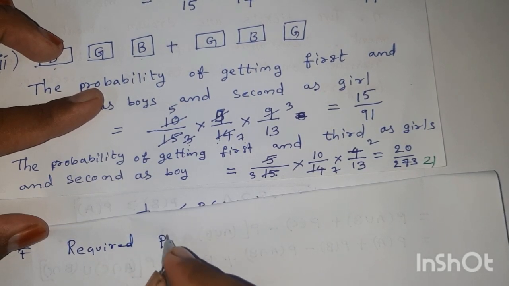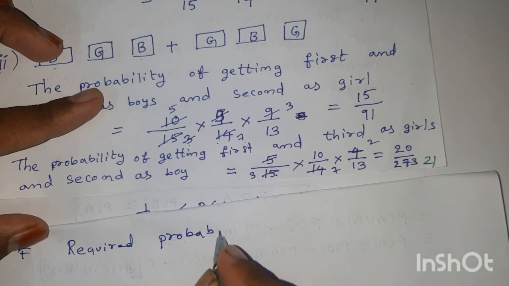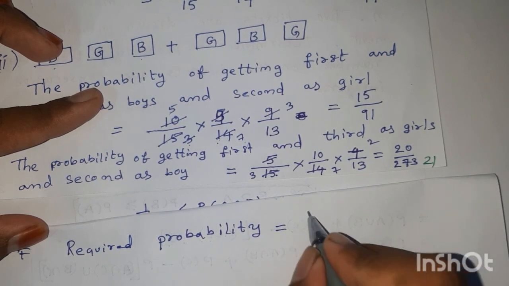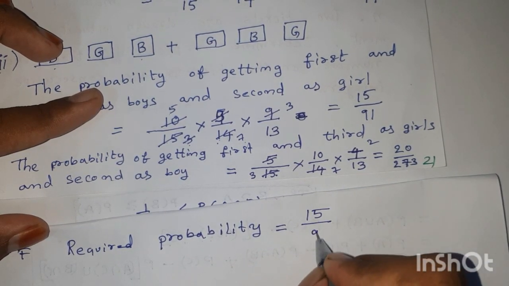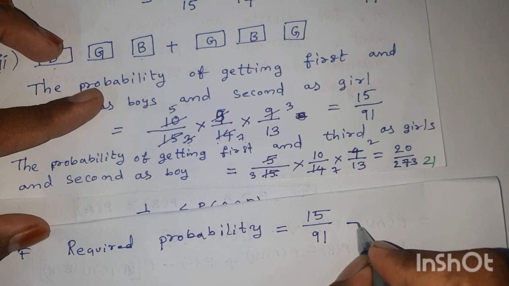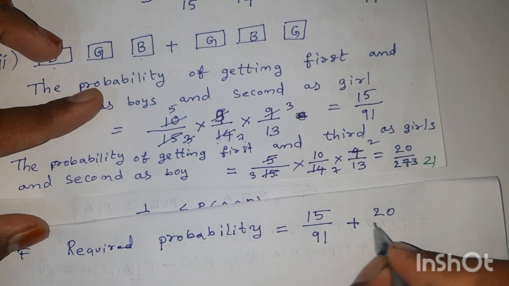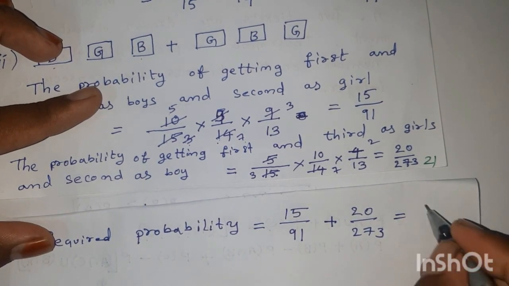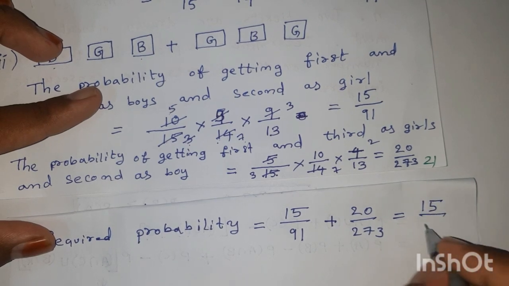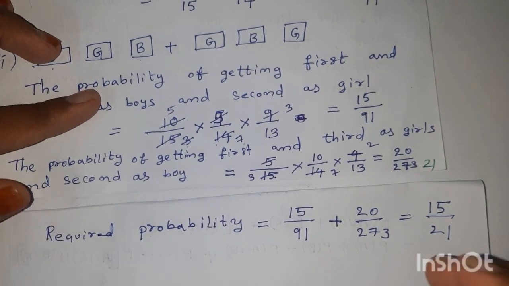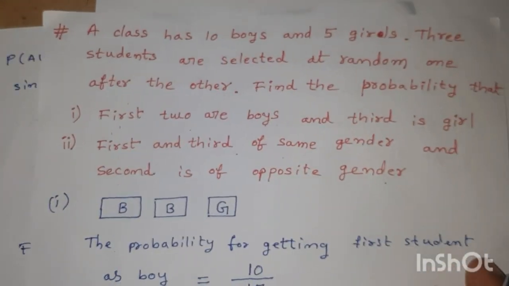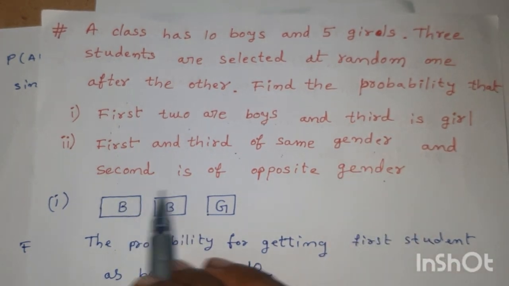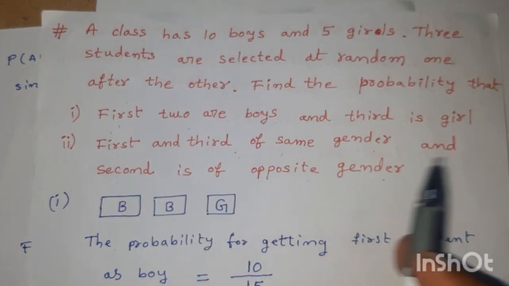Therefore the required probability is equal to 15 by 91 plus 20 by 273. On solving it we get 15 by 21. This is the required probability to get first and third of the same gender, and the second of the opposite gender.